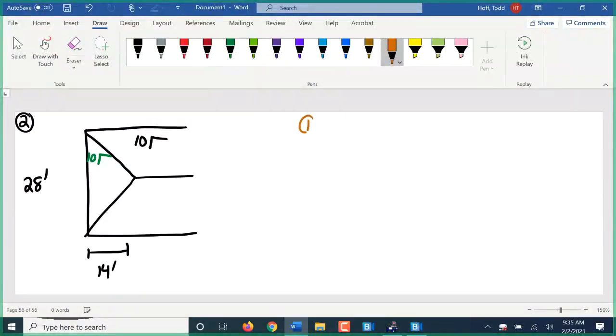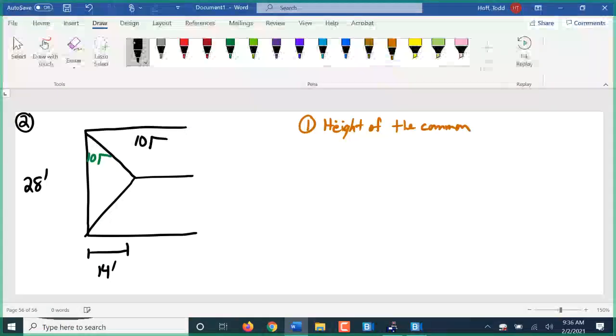Step 1 is still to find the height of the common. And of course, we're referring to the common rafter there.